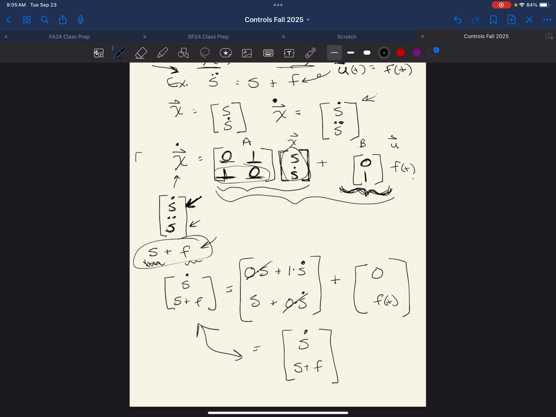Okay, I'm going to leave it there for now. We will practice this process again in the next lecture on state space representation, which comes after our MATLAB workshop. So our very next class, we'll do quiz 1 and a MATLAB workshop, and then the class after that, we will finish up state space representation.